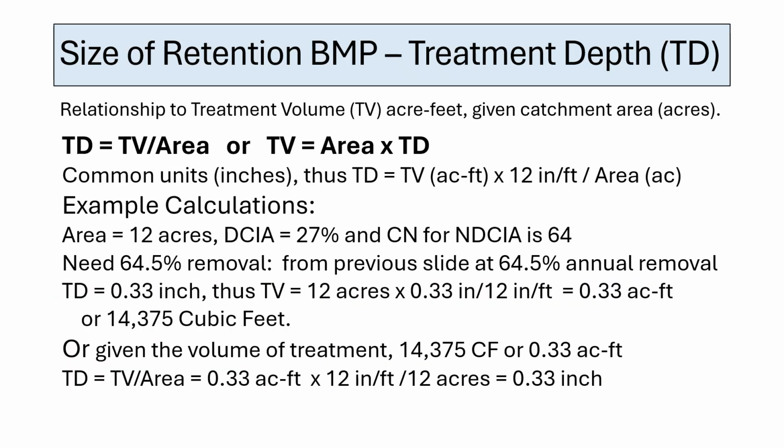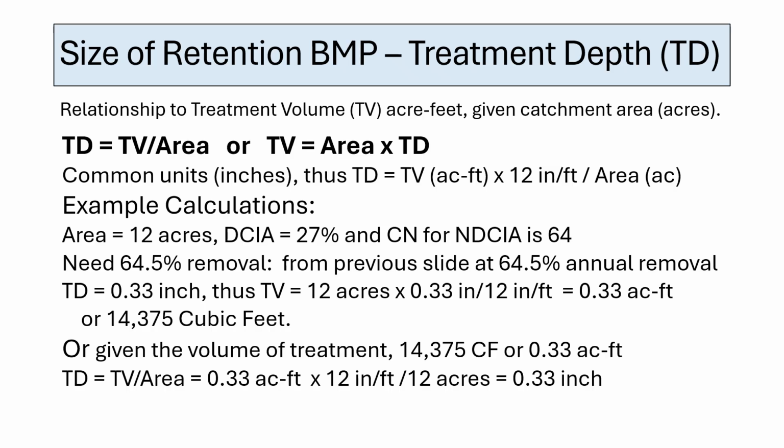When we talk about the size of a retention best management practice, a common term we use is the treatment depth, or TD. This is typically expressed in inches over the catchment area and represents the depth of water that the BMP is designed to treat from that area. The fundamental relationship is that treatment depth equals the treatment volume divided by the catchment area. So, TD equals TV divided by area. Conversely, if you know the area and the desired treatment depth, you can calculate the necessary treatment volume by multiplying area by TD.